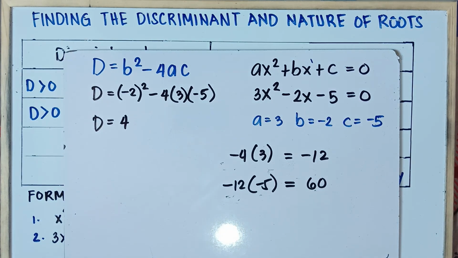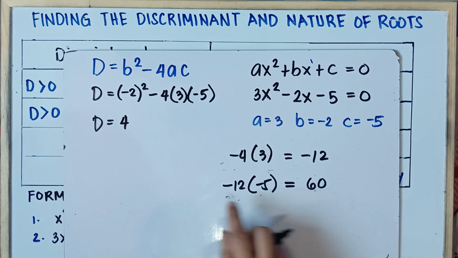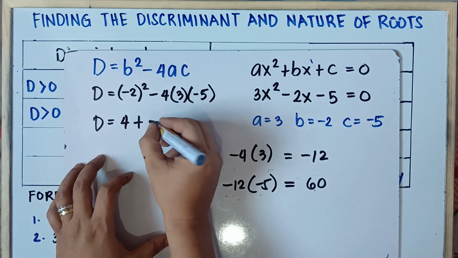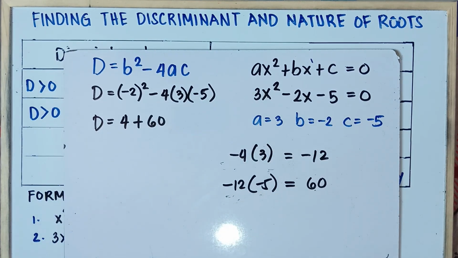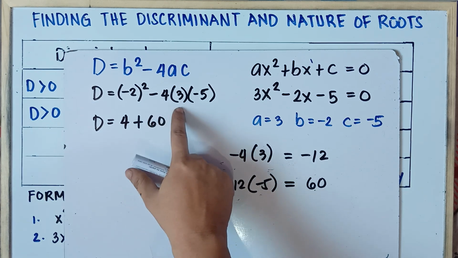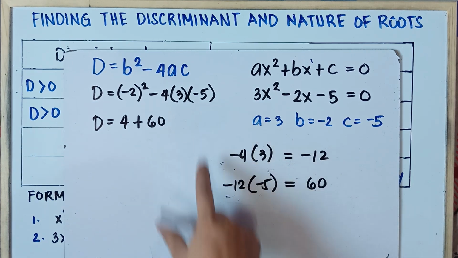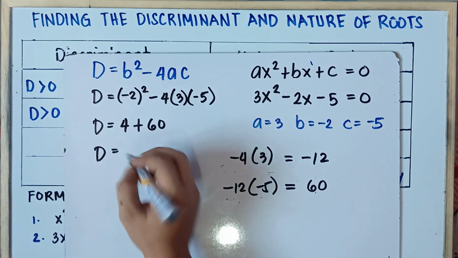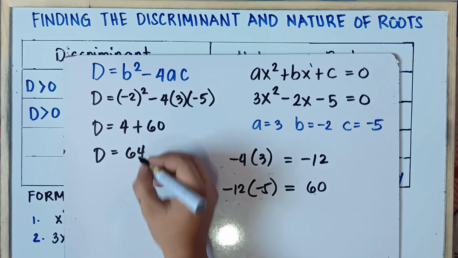Positive 60. Okay, once again, 12 times 5, that's positive 60. Negative times negative is positive, so this becomes plus 60. Alright, so once again, class, negative 4 times 3, negative 12. And then negative 12 times negative 5, that would be positive 60. And then combine this one, 4 plus 60, that is 64.